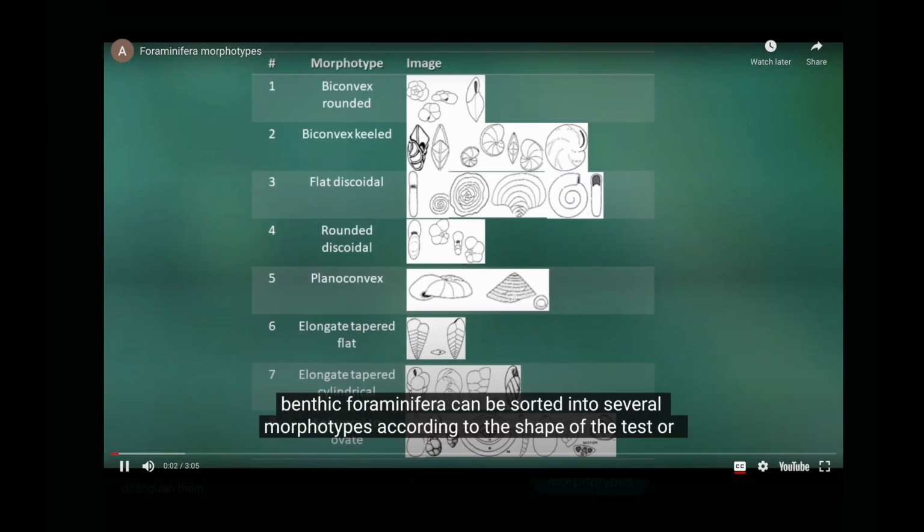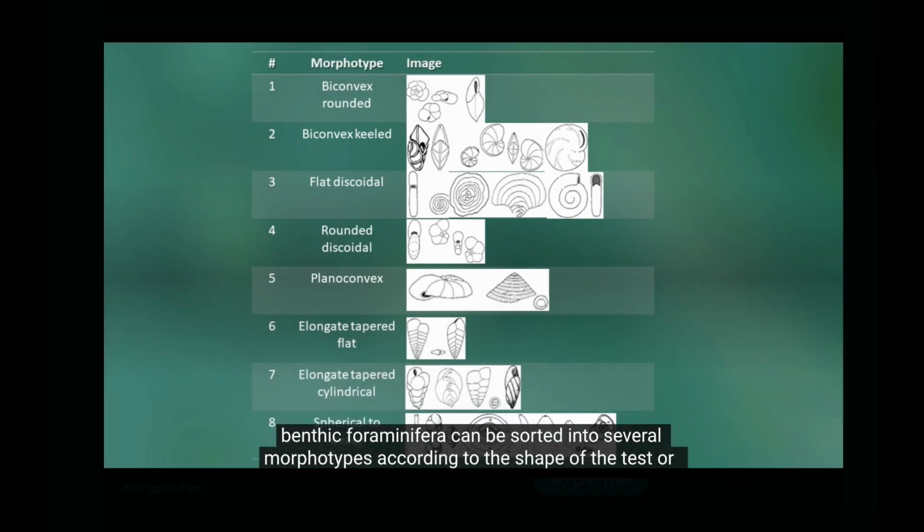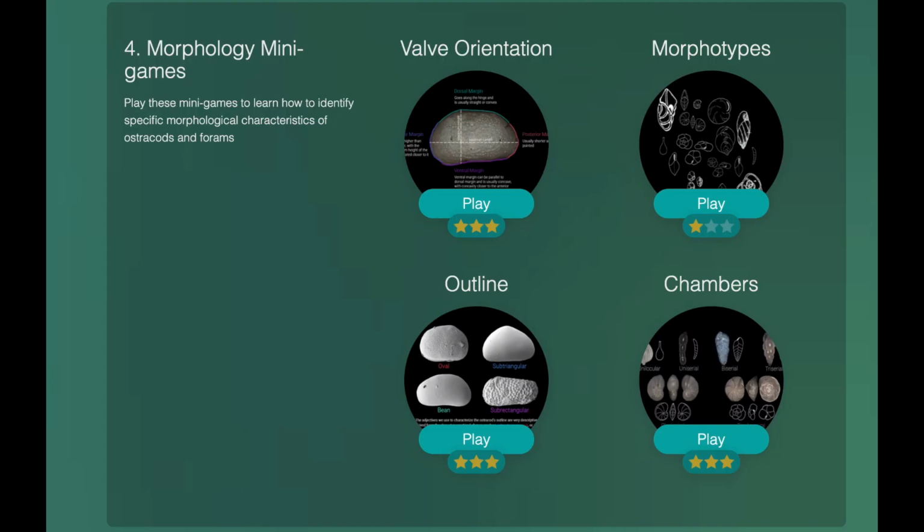This video presents a simplified way to distinguish between different groups of foraminifera based on the shape of their shells, and how this knowledge can be applied to reconstructing paleoenvironments.